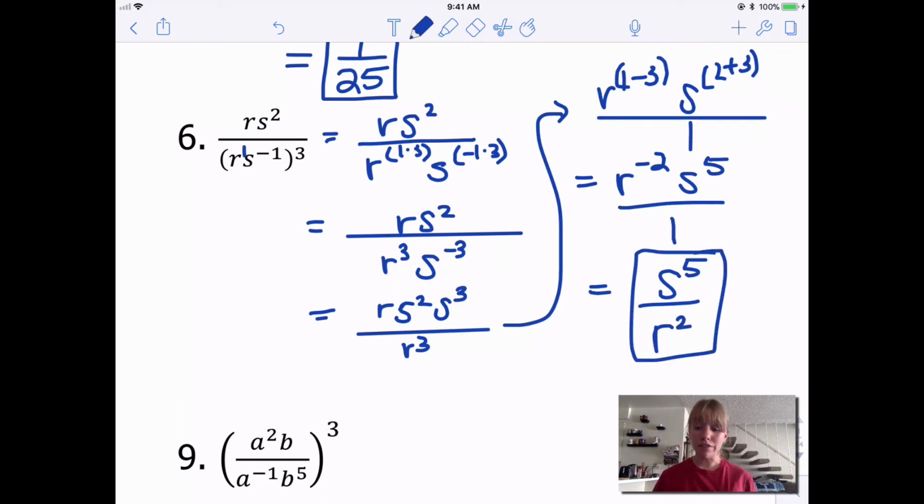If you don't need all of those steps, if you don't need to write them all down, you do not have to, but that's where every single piece comes from. Again, we weren't done until we only had each variable written once and we had all positive exponents.